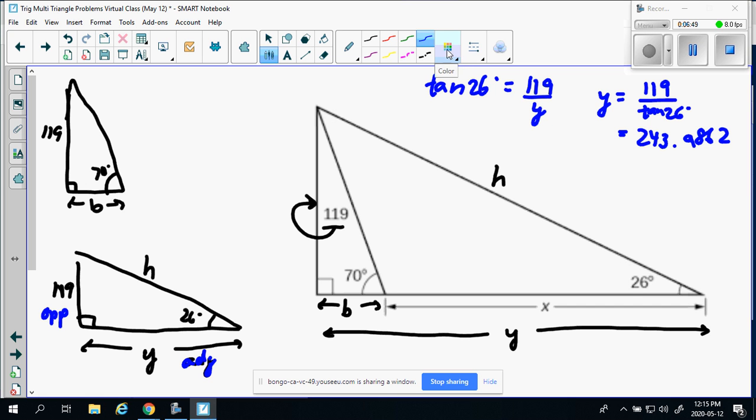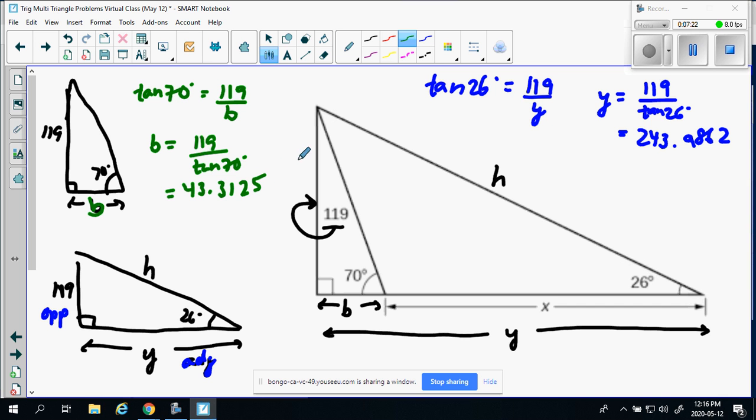All right. So next we're going to find B, this one over here. And again, this is SOHCAHTOA. So if I'm going to use adjacent and opposite, then I guess I'm using tan. So tan of 70 is opposite over adjacent. Oh, B's in the bottom again. That sucks. That's okay. I can deal with that. But if you're good at isolating, you'll realize you're going to have this over tan 70. So 119 divided by tan 70, and I'm getting 43.3125 if I round it correctly.